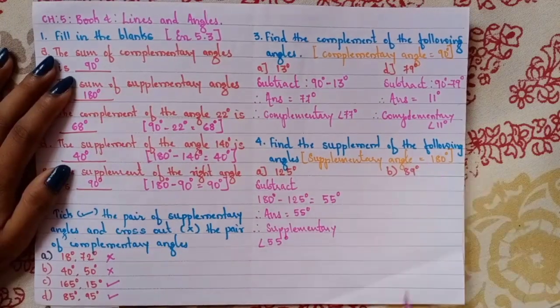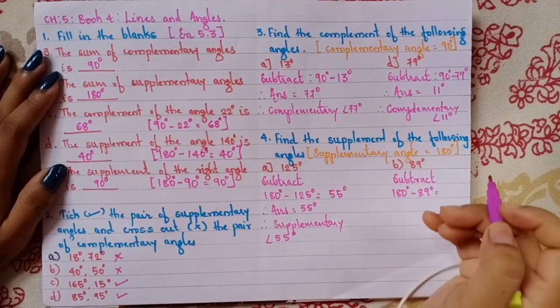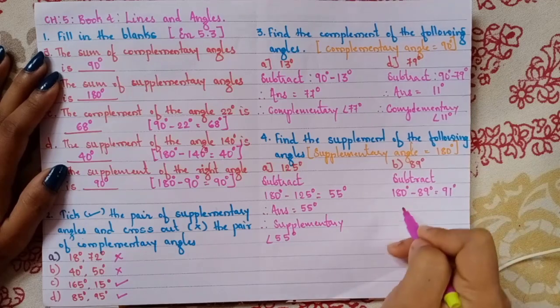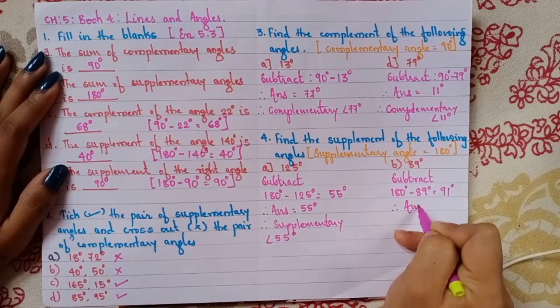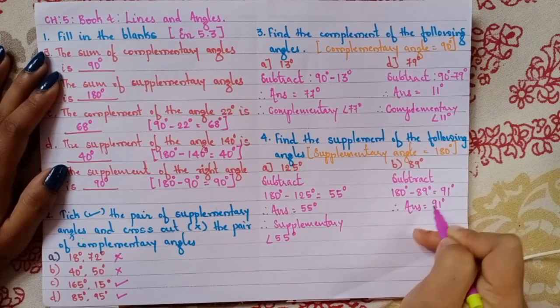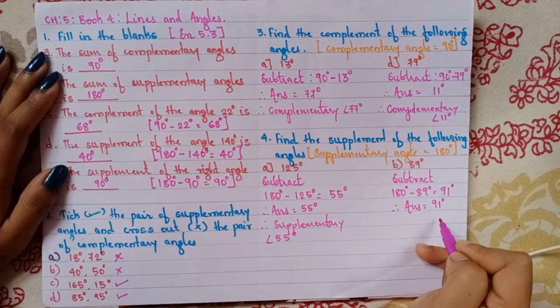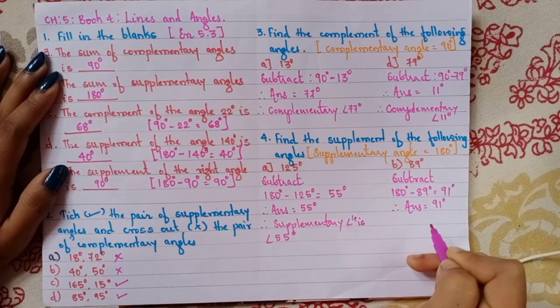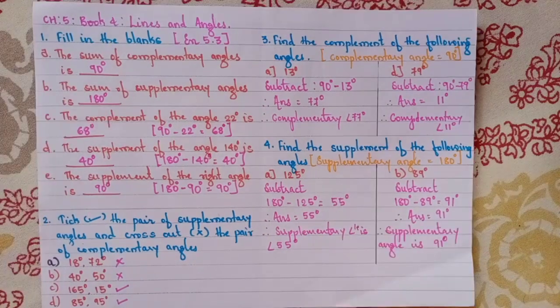In the same way we have to do. So 91 degrees. Therefore, the answer is 91 degrees. Therefore, the supplementary angle formed is 91 degrees. Hope you have understood till this.